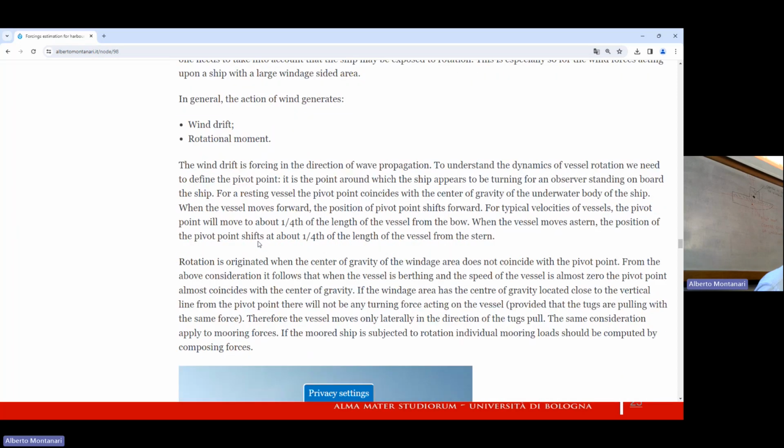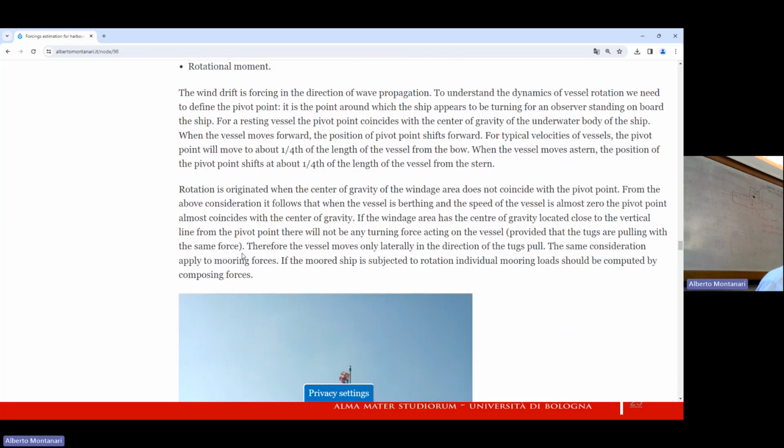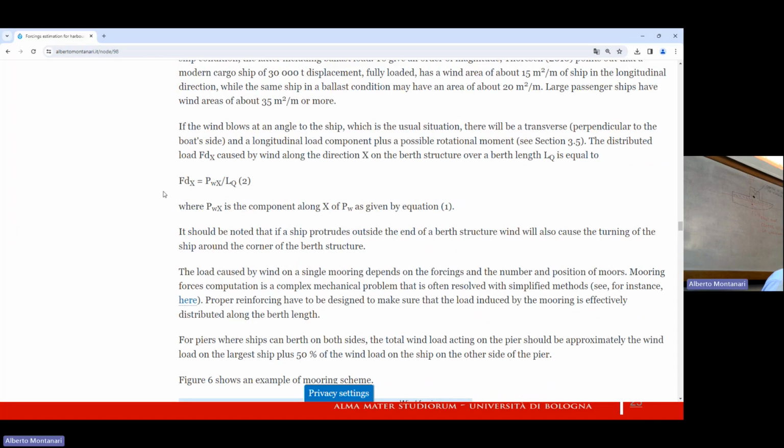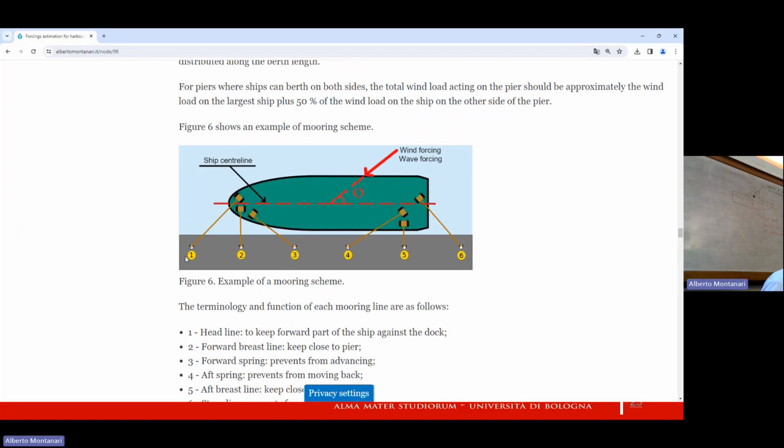And we said that the rotational moment depends on the position of this pivot point, which basically shows you where the vertical axis of rotation is. And then we discussed the terminology to identify these 6 possible movements of the ship. Finally, we discussed how to compute, based on the resulting wind forcing, the distributed load along the berth, here, and the concentrated load over the bollards. And we will make an exercise.